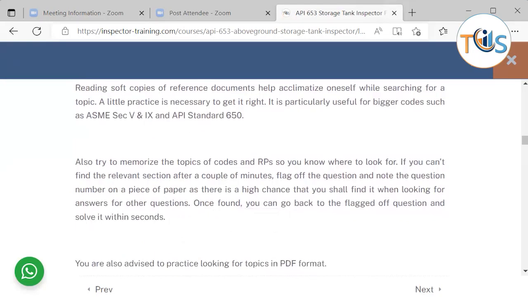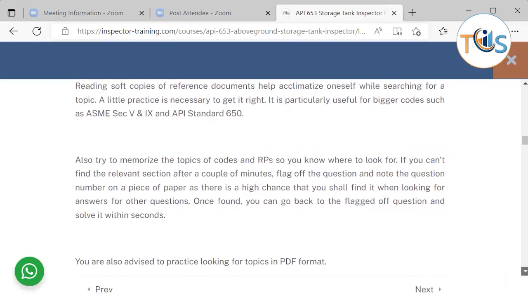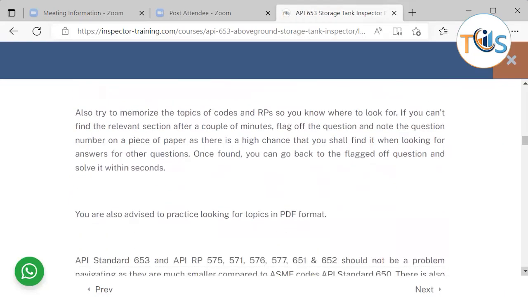Also try to memorize the topics of the codes and RPs so you know where to look. If you can't find the relevant section after a couple of minutes, flag it and note the question number on a piece of paper. And the chances are that you shall find it when looking for answers to other questions.